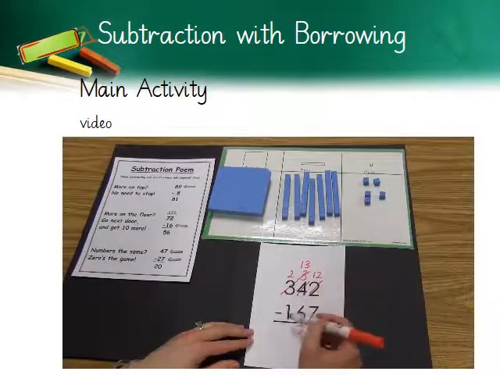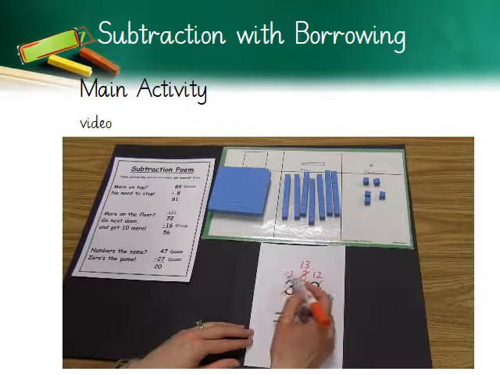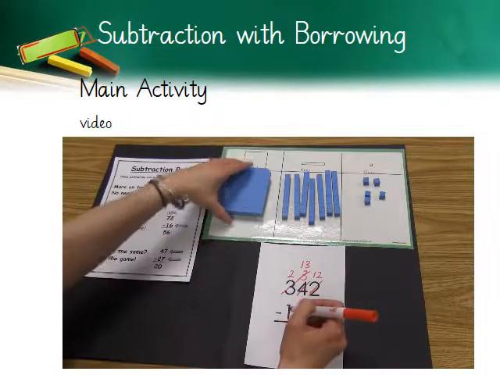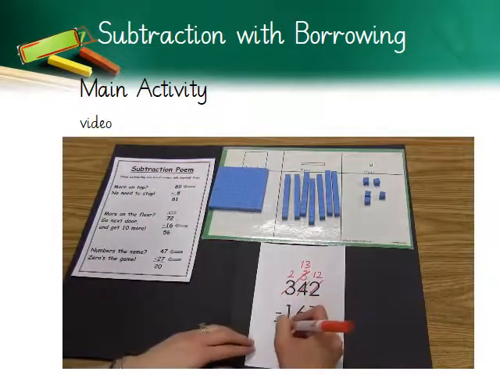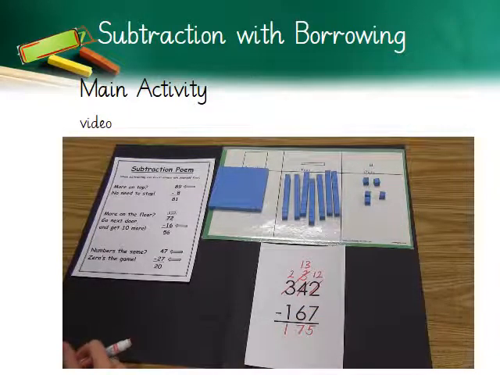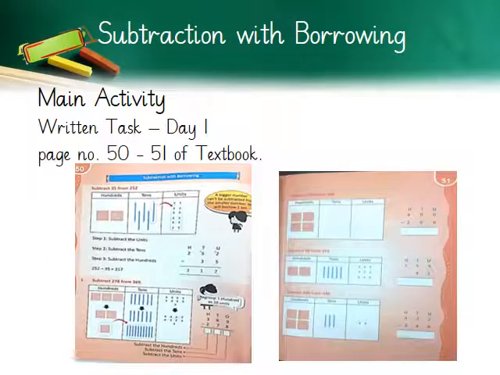2 minus 1. Do I need to regroup? There's more on top. No need to stop. So 2, take away 1, leaves me 1 hundred left. I write a 1 below the hundreds place. And our difference is 175. That is how you do 3-digit subtraction with regrouping. Hope the video was interesting and helped you to clarify the concept well.